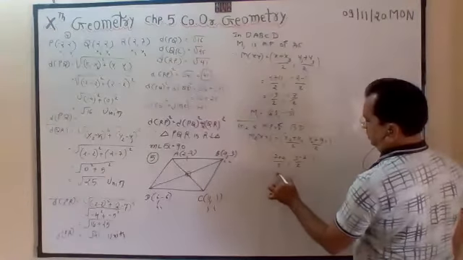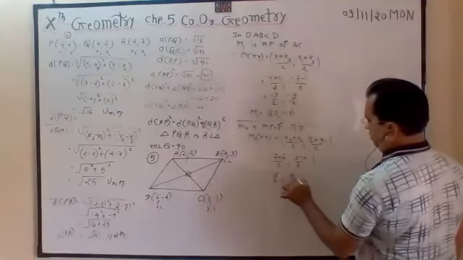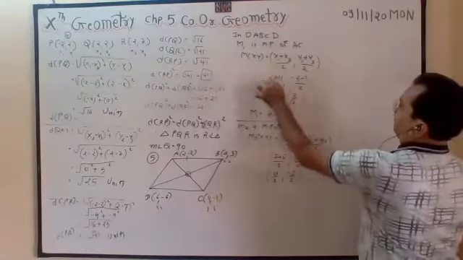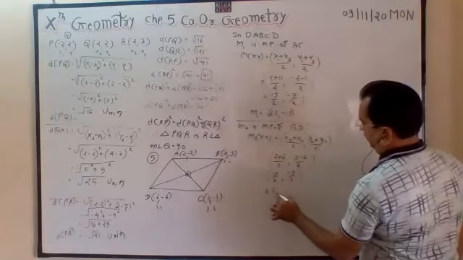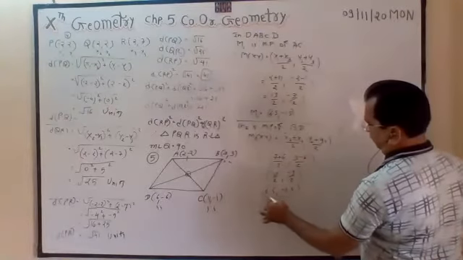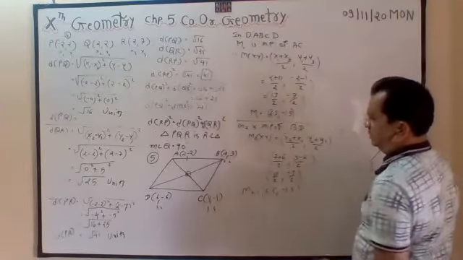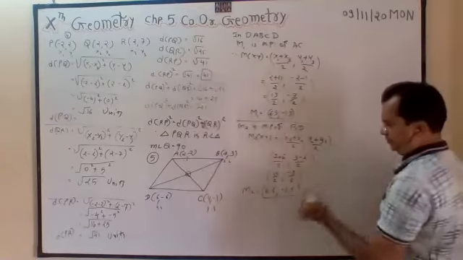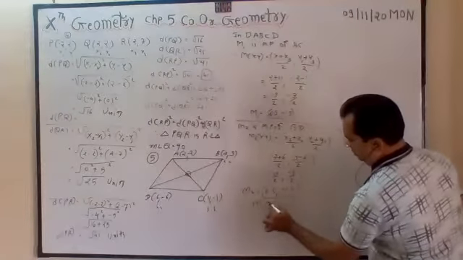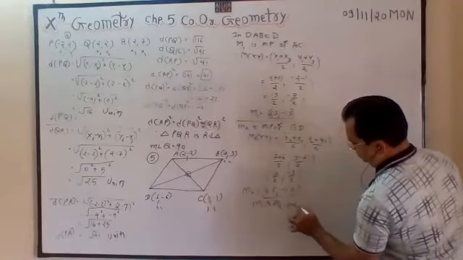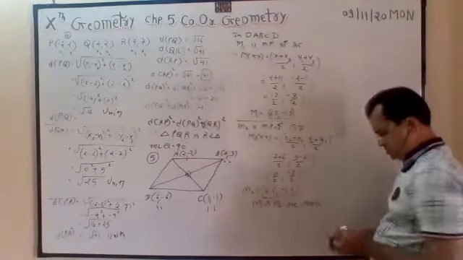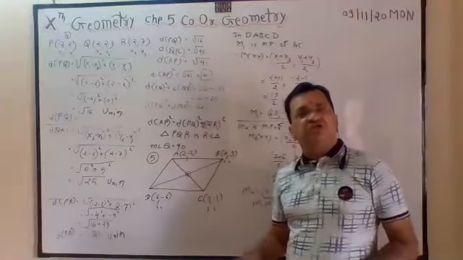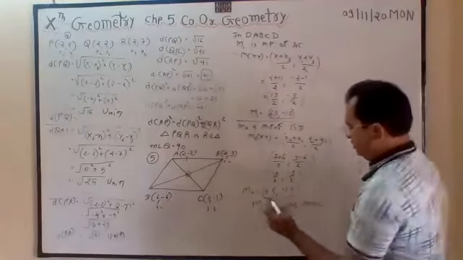So it is 13 by 2 minus 3 by 2. So same. 6.5 minus 1.5. M1 and M2 are common because the position is same. Therefore, the midpoints of the diagonals are the same.